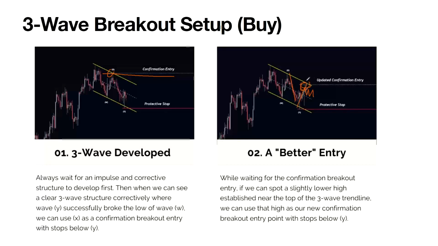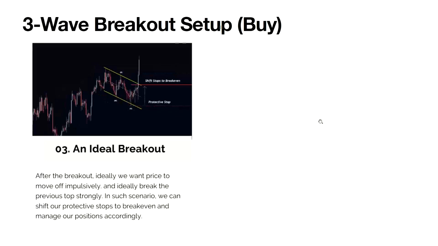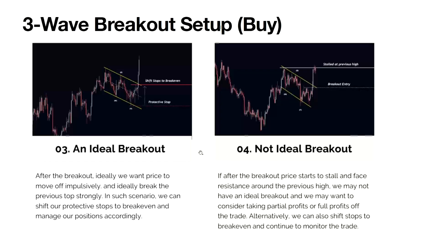Then this becomes a minor high. That becomes our entry for the breakout. And then our stop is the same, so it reduces the risk as well. And then of course, what do we want to see? Ideally, we want the breakout to be impulsive. We want a breakout to have momentum. And then we just manage the trade accordingly.